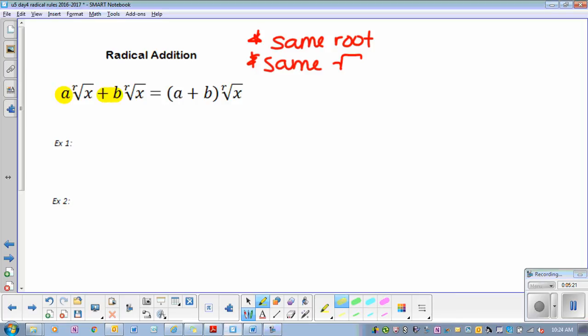Then what you do is you're just adding your outside numbers. So look at that. You don't change anything inside. You don't add the numbers inside or the variables. All you're doing is adding the outside stuff. Okay? So let me show you an example.